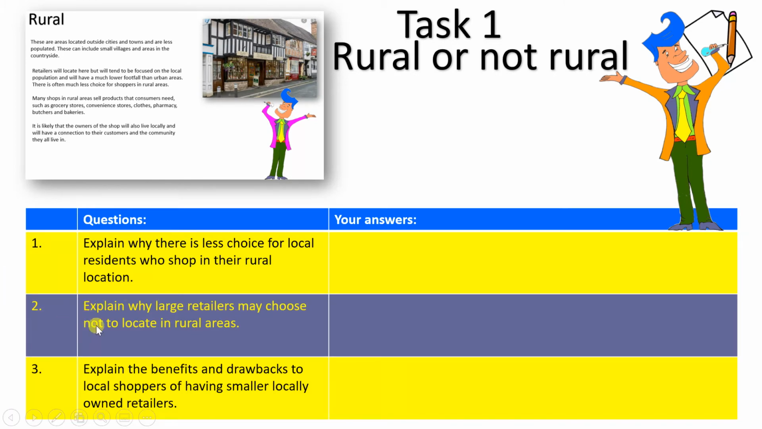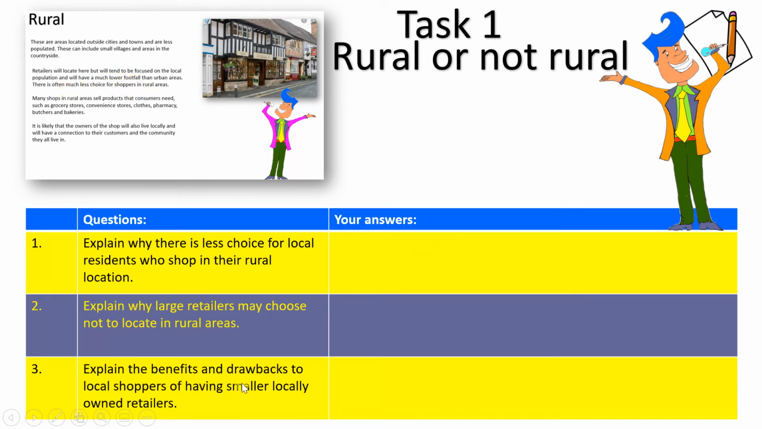Question 2. Explain why large retailers may choose not to locate in rural areas. So if we look in the second paragraph, it's really only one answer that they're looking for in this particular question. So it's talking about if retailers locate there, they focus on the local population, and what will large retailers not have access to if they've only got a small local population.